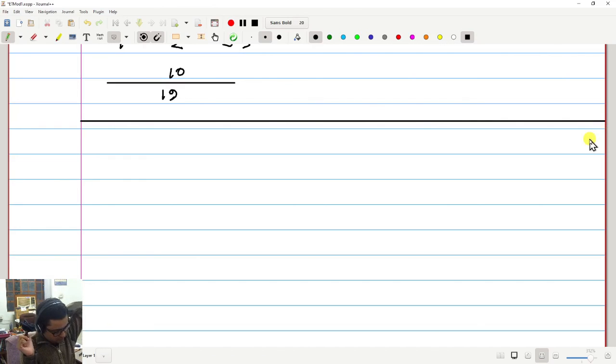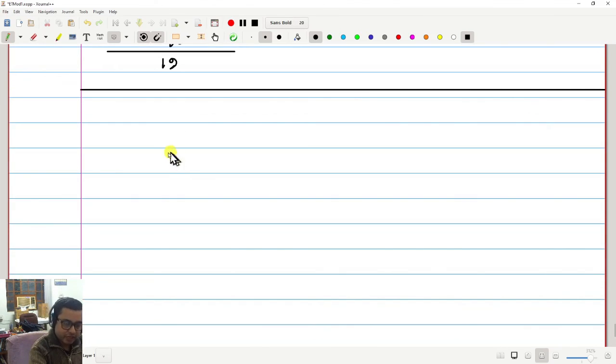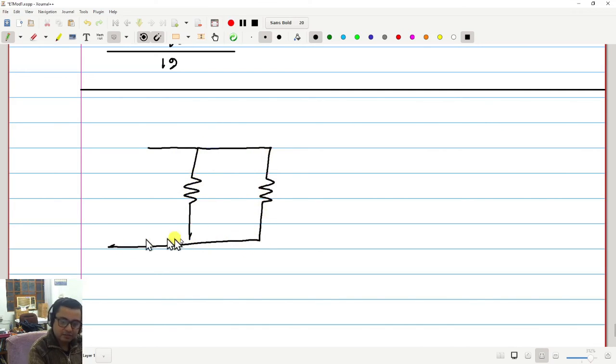Sir, I did not get the calculation that you did, 14.1 into 5 to 6 divided by 1.5. Okay. Suppose if we have 2 resistances in parallel, R1, R2, and if this current is I, then part of I will go here, call it I1, and part of this will go here, call it I2. How much is I1, how much is I2 in terms of this total current?